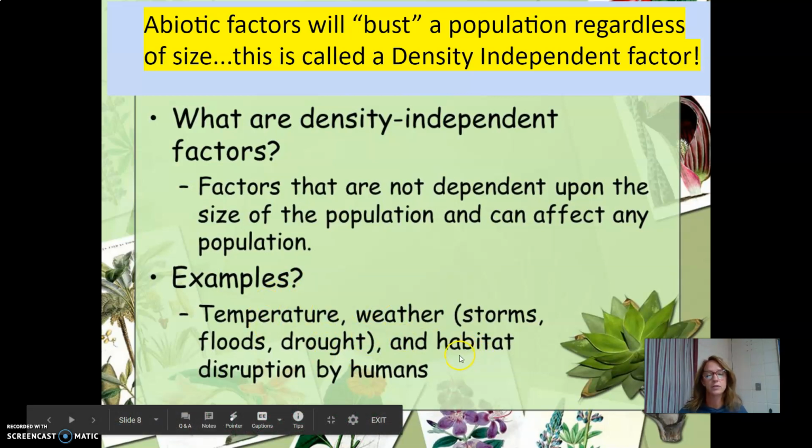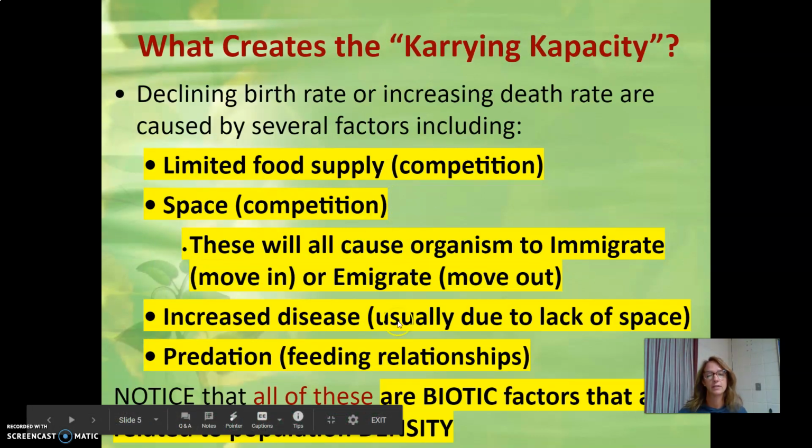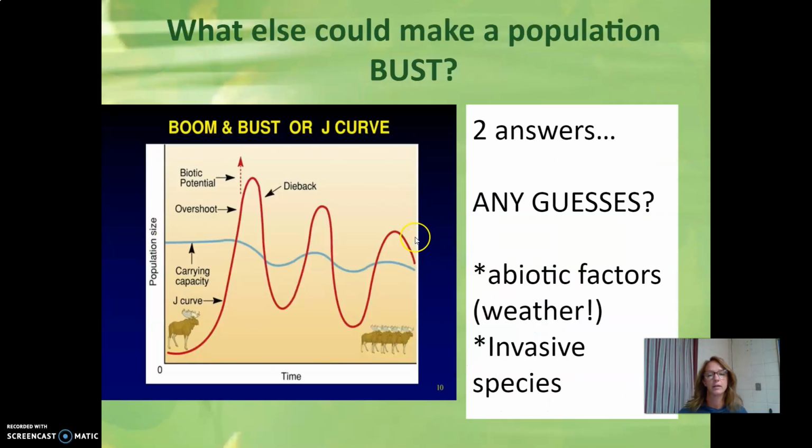Humans also do this to organisms. We move in and we disrupt their environment, and all of a sudden there's a huge die-off or an extinction. So humans are also just as evil as an abiotic factor that will kill off a population despite what's healthy. Density dependent factors are things like this. These all change because of how many of an organism are out there.